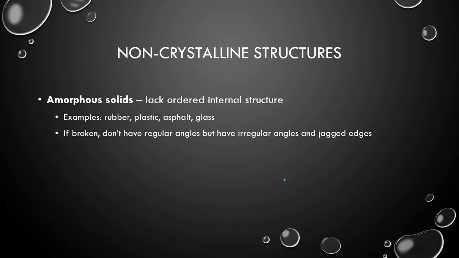Alright, and these are kind of fun, which is non-crystalline structures. Pause for just a minute and copy this down and resume it when you're ready. You have these amorphous solids, like the examples that are right here: rubber, plastic, asphalt, and glass, where if they're broken, they don't have an ordered internal structure. It's almost like they're somewhere between a solid and a liquid. They don't know exactly which one they want to behave like.